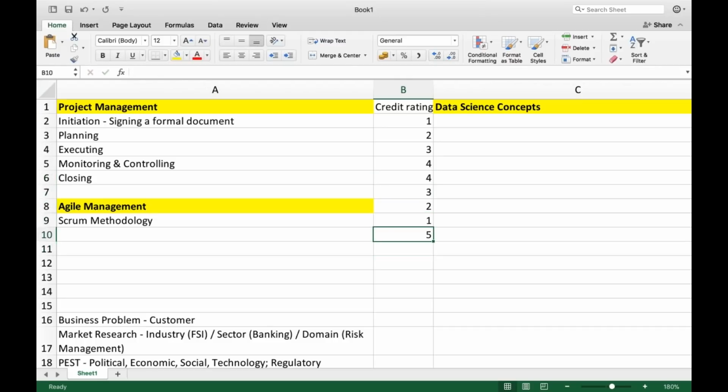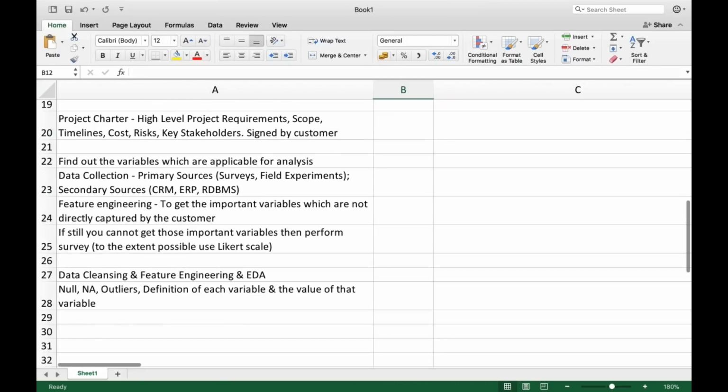Sorry, not 5, again, say 1 to 4, in that way. You need to understand what is the definition of credit rating, how is it calculated, what do we mean by 1, what do we mean by 2, what do we mean by 3, and what do we mean by 4. So all this information should be available. That is what I mean here.